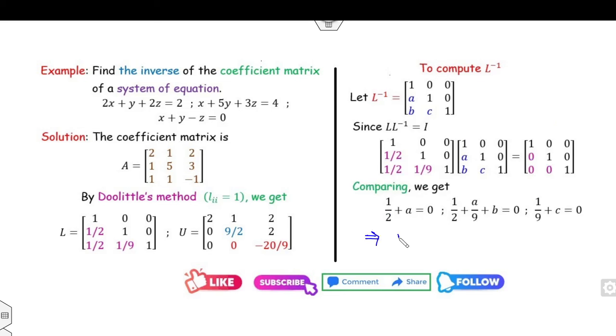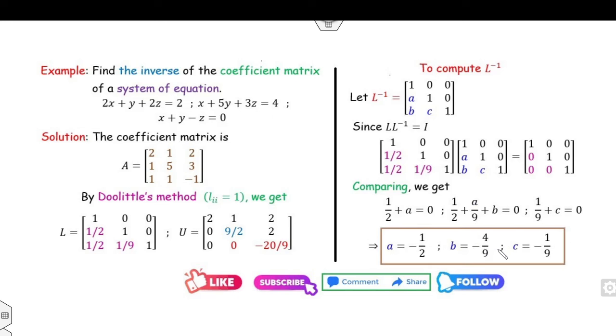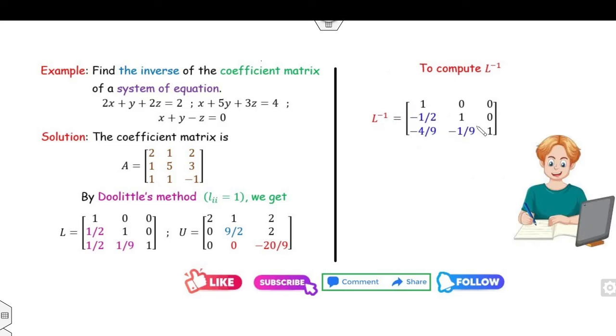Clearly you will get the value of A as minus half. From this case, C is equal to minus 1 over 9. I can substitute the value of A in this expression, and you will get the value of B as minus 4 over 9. So therefore, what is my L inverse? I can substitute these values: minus B is minus 4 over 9, C is minus 1 over 9, and so on.